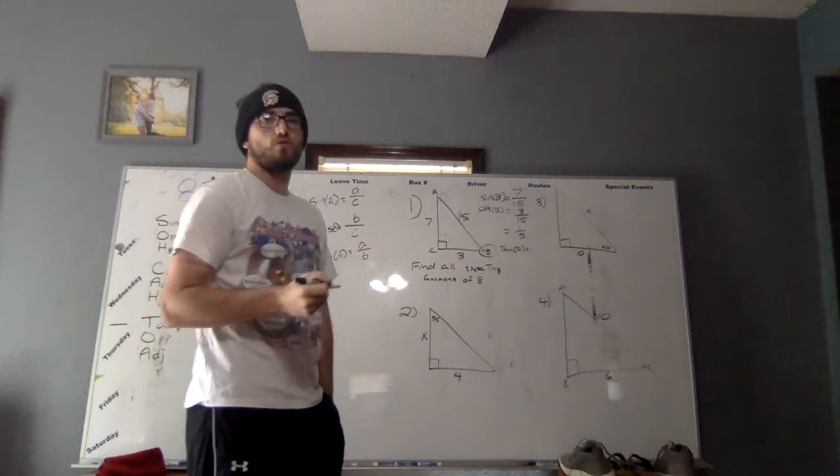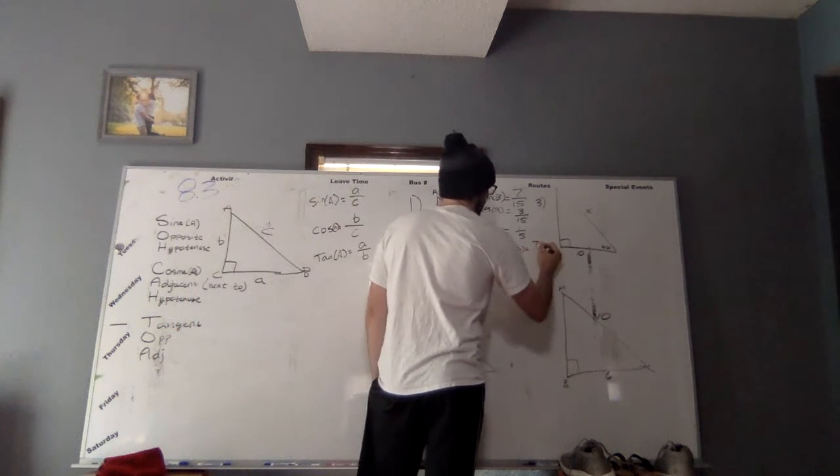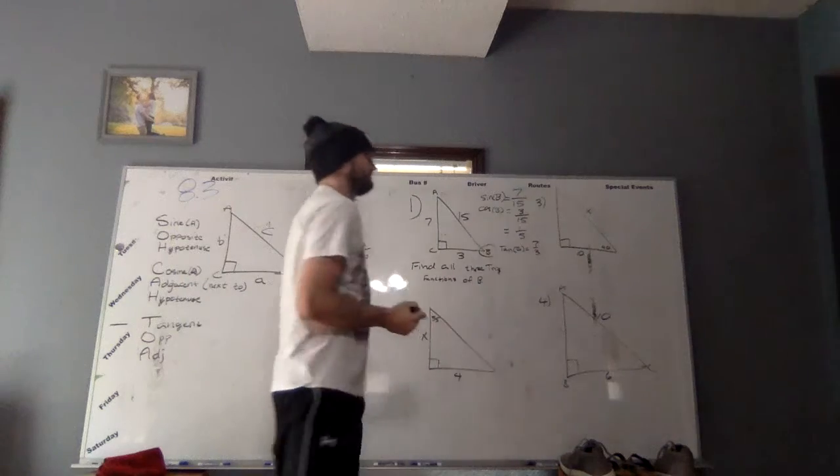Then finally, tangent of B equals opposite over adjacent. So I go opposite 7 over adjacent 3. So it's 7/3.